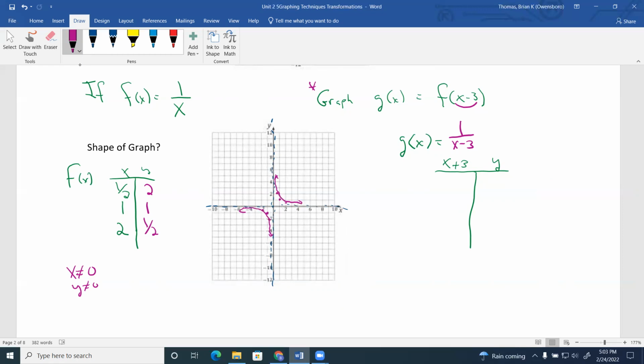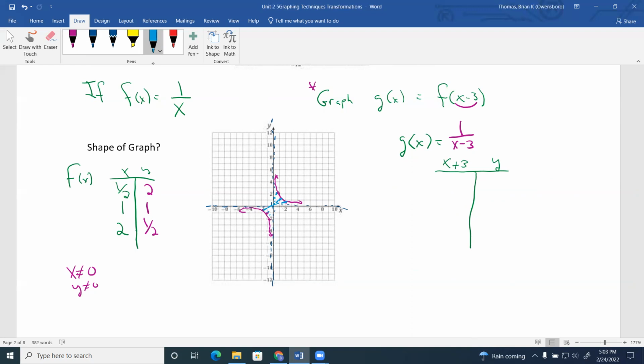So we have that kind of going on there where this point kind of gets reflected down here. The 1, 1 gets reflected to -1, -1, and the 2, 1/2 gets reflected into -2, -1/2. So we have that going on.